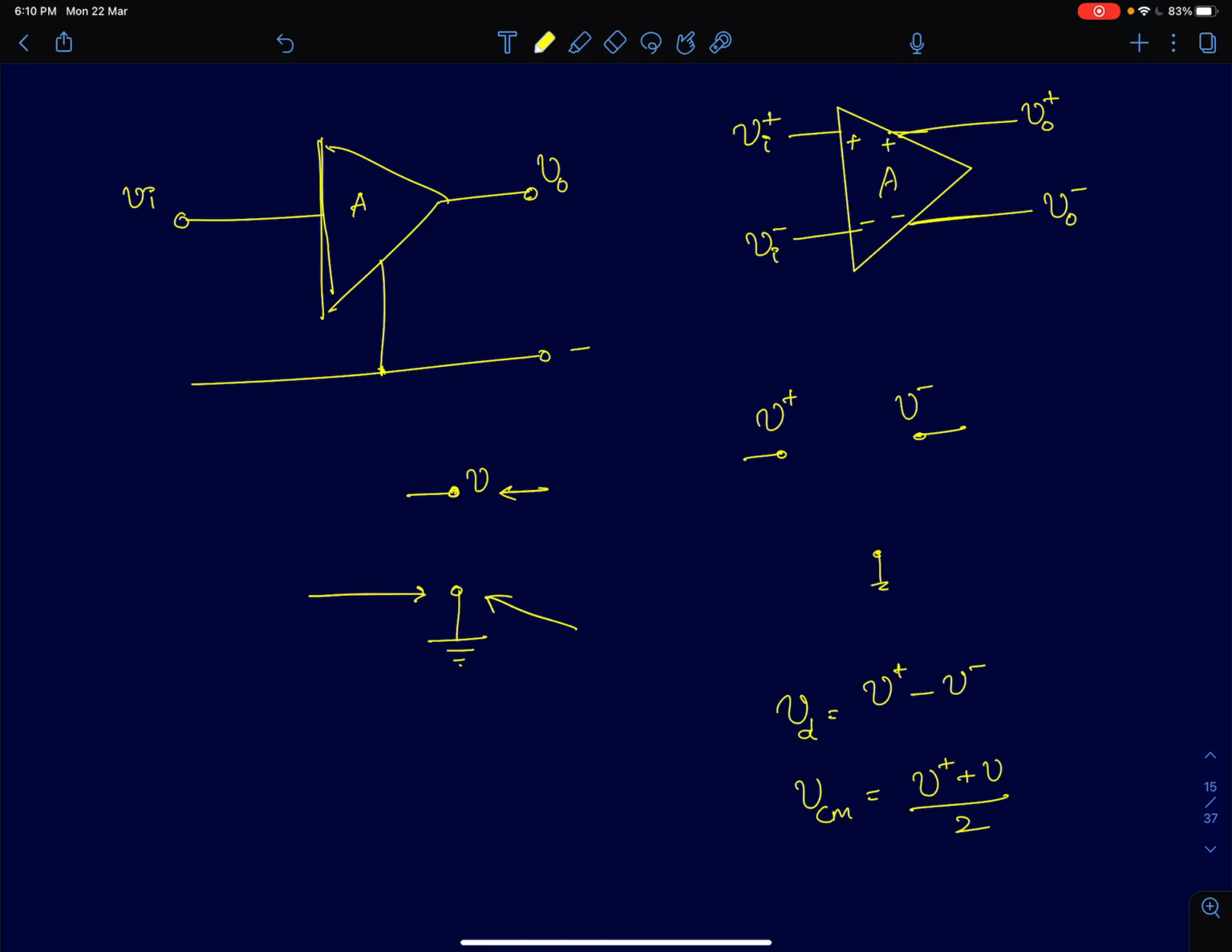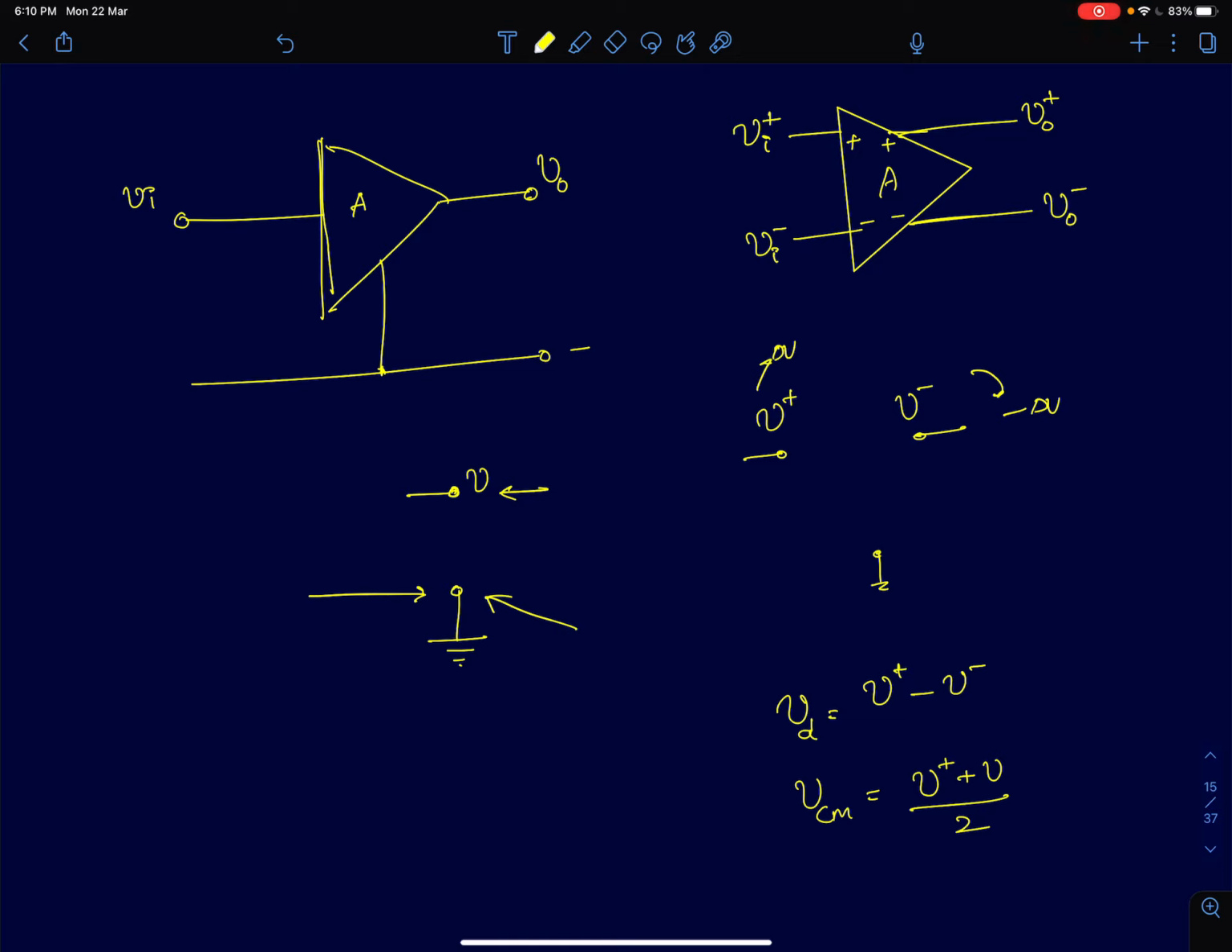In case of a differential system or a differential signal, which normally occurs in differential amplifiers, you have two terminals. Now the voltage at these two terminals will be exactly 180 degrees out of phase. So if V plus increases by plus delta V, V minus will decrease by minus delta V. So these two nodes, we said, are differential nodes or nodes in a differential system. So that's what I have shown here.